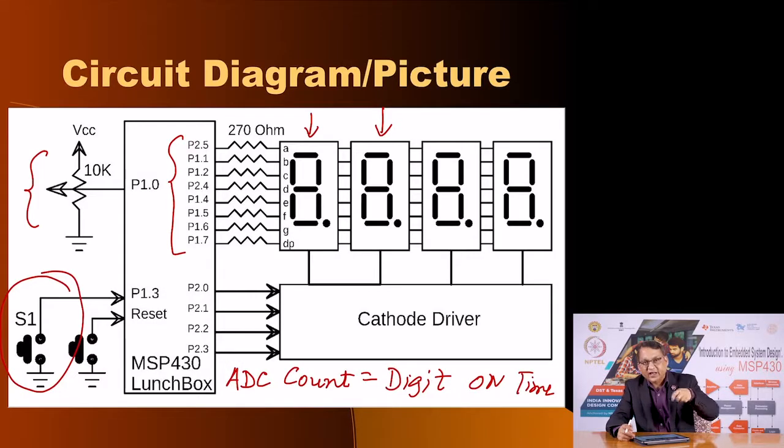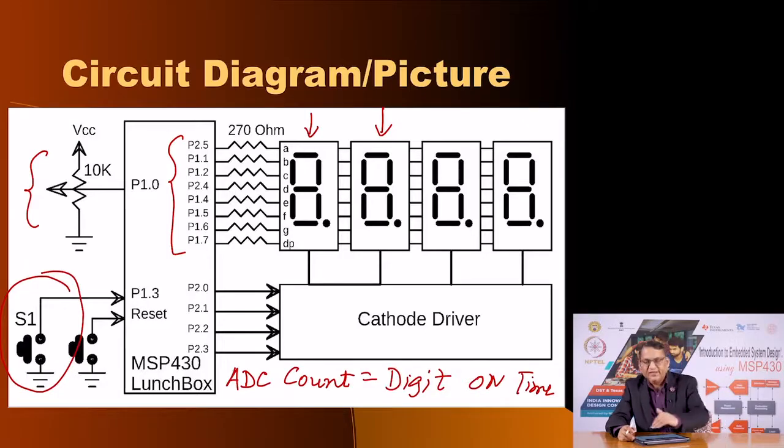As this ADC value increases, let us say the time is 10 milliseconds, that means each digit is now on for 10 milliseconds. So, the total cycle time is 10 plus 10 plus 10 plus 10, which is 40 milliseconds. This would give you a refresh rate of about 25 hertz.